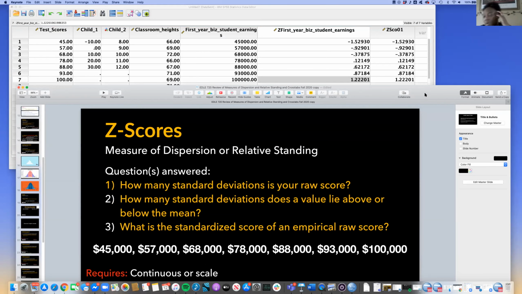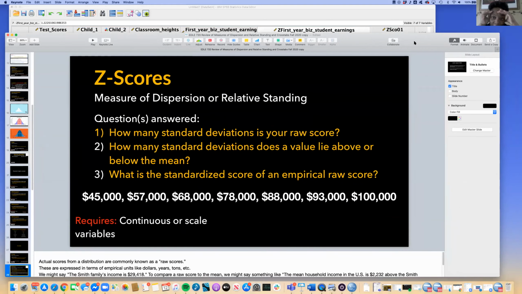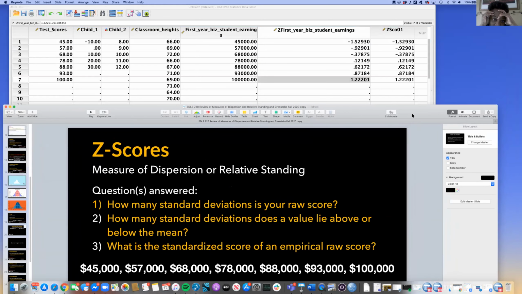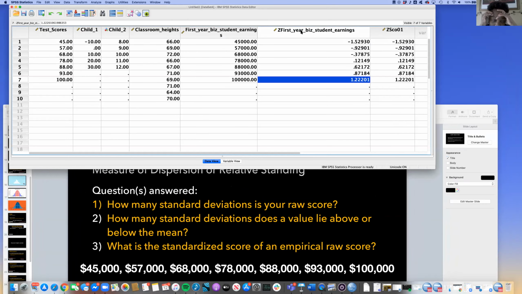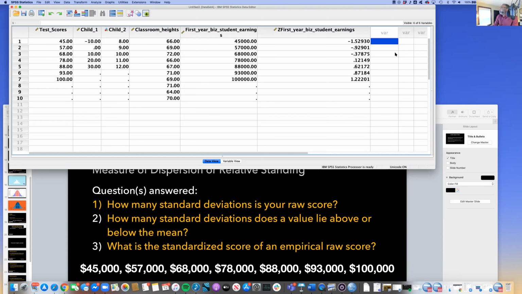Dr. Mon, I have a question. Sure. In between my first year and my Z first, there's another column, and I don't know how to delete it. Oh, okay. So if you want to delete it, I think all you do is highlight the column, right click, and clear. Yeah, hit clear. Did that work for you? Yes, sir. Thank you. No problem. Okay.